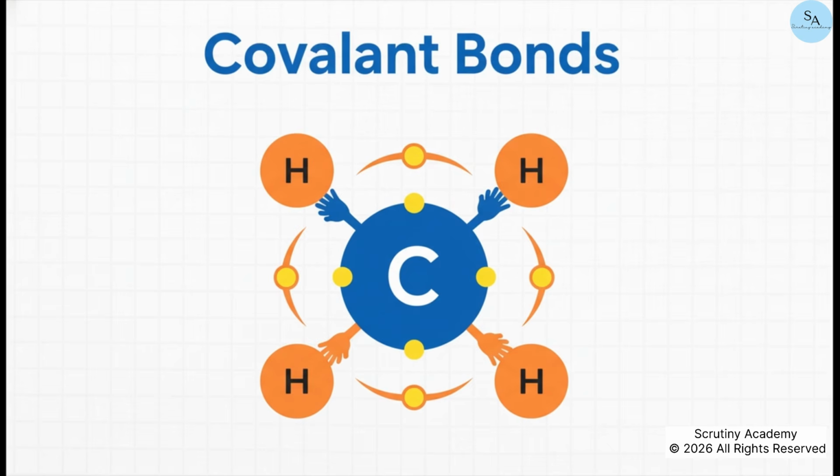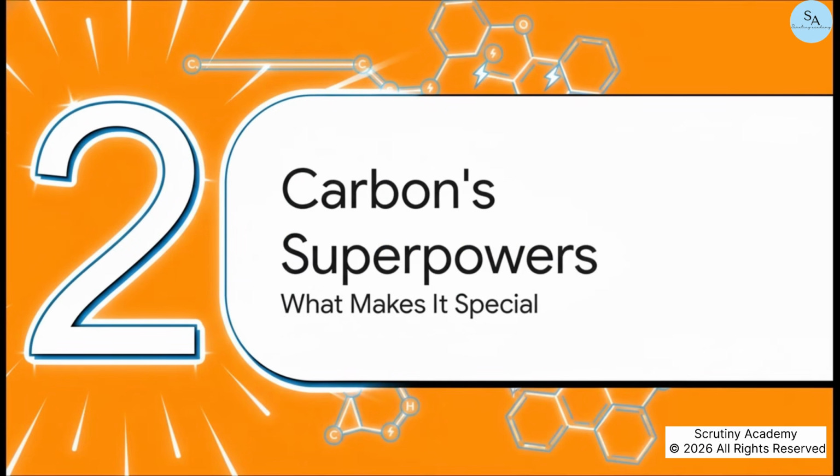It's just like sharing your tiffin, right? You don't give the whole thing away, and you don't snatch someone else's. You share, and you make a strong, stable friendship. In chemistry, that friendship is a covalent bond. As simple as that. Okay, so covalent bonding is its basic nature.